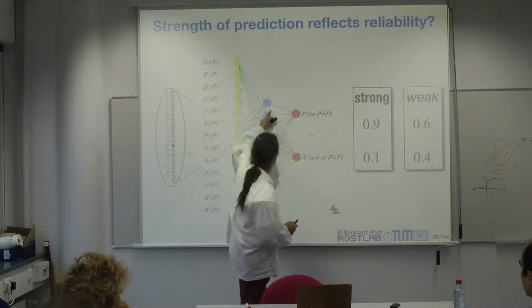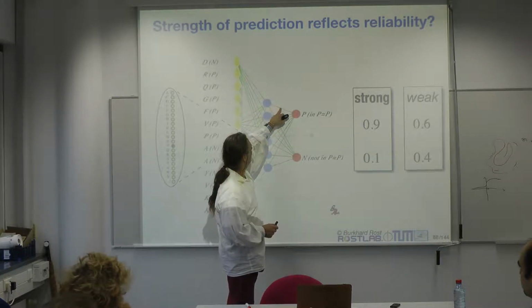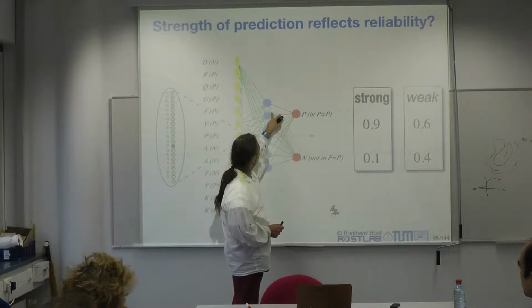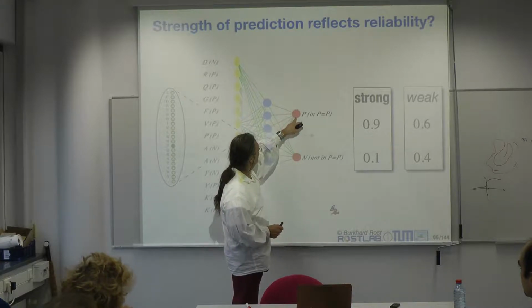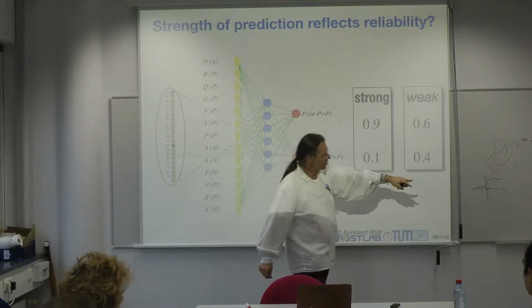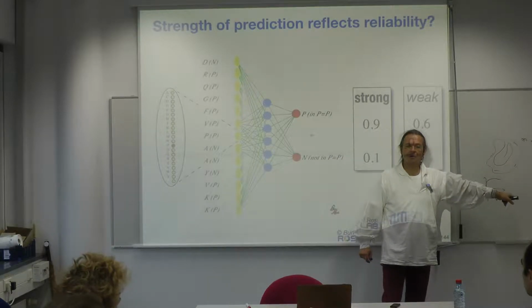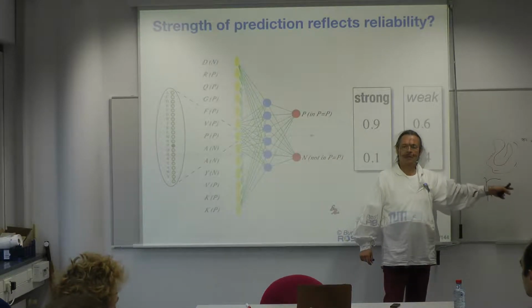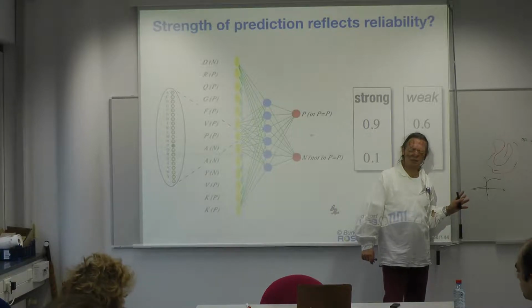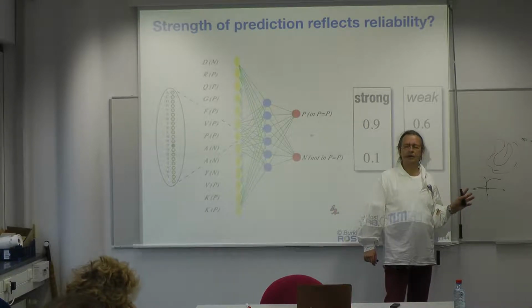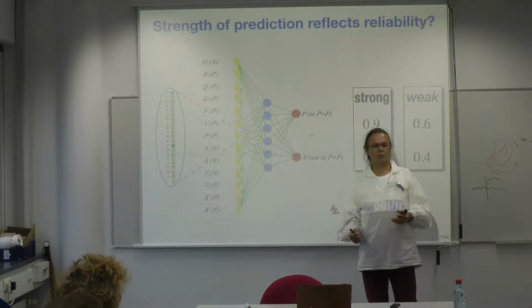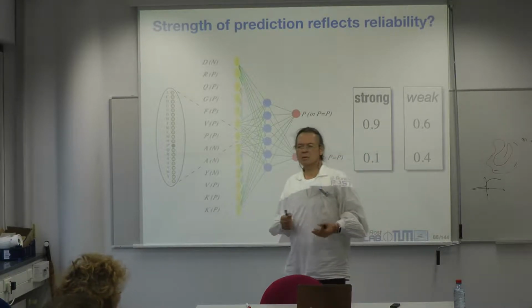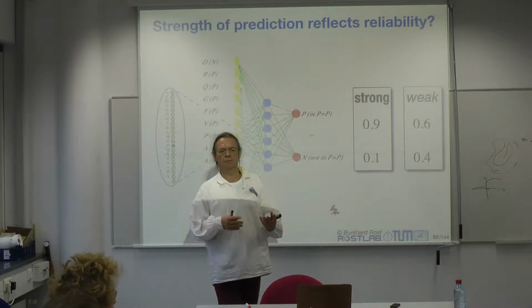So this value times that value plus this times that is summed up. And then there's the sigmoid function applied. So very highly positive values are switched to 1, and very highly negative values are switched to 0. So if I had only one output unit, how would I distinguish between protein interaction and not?